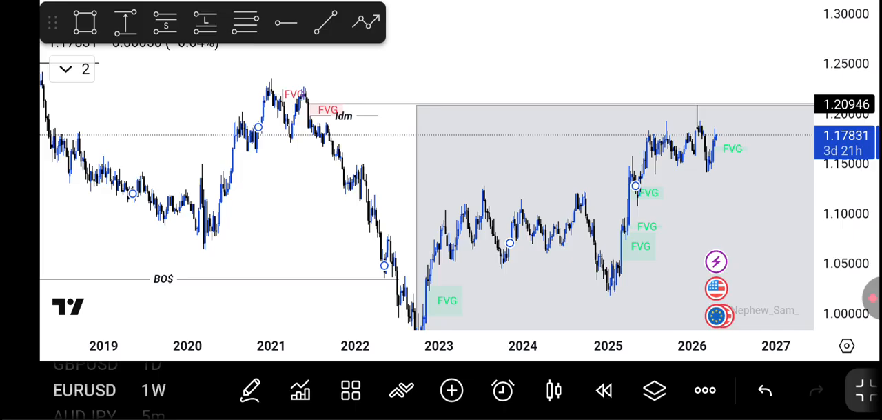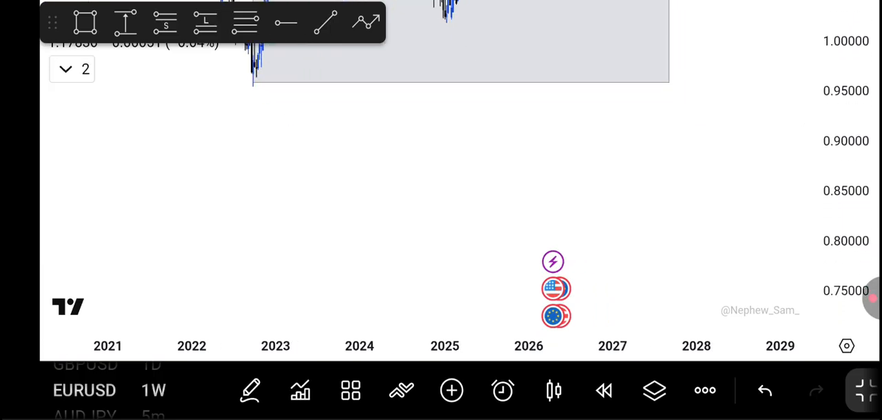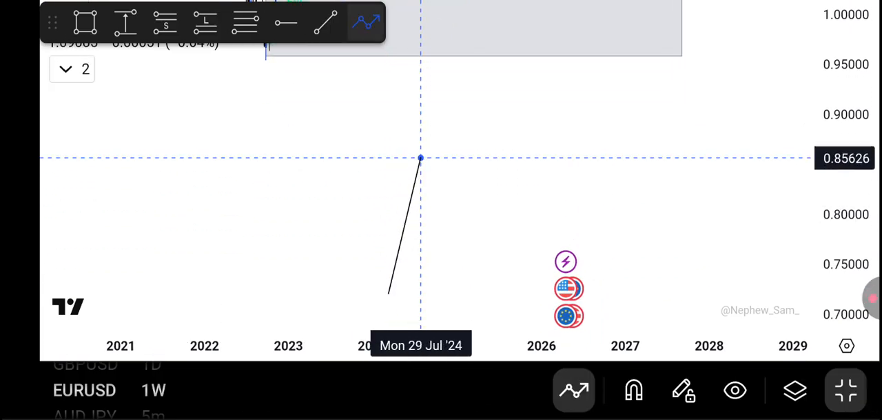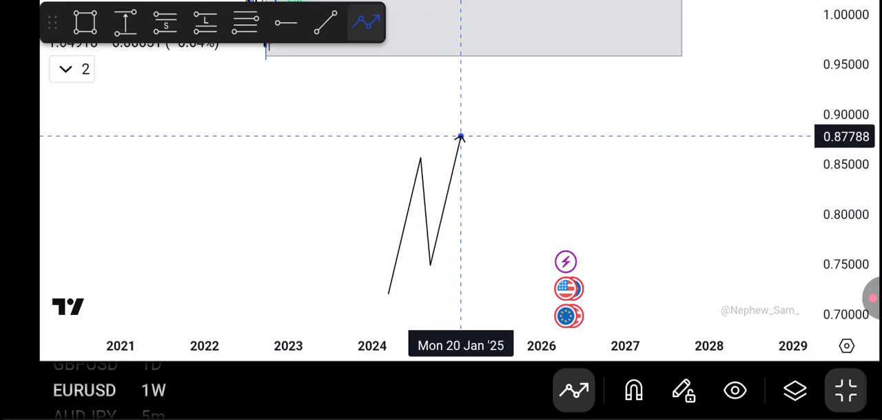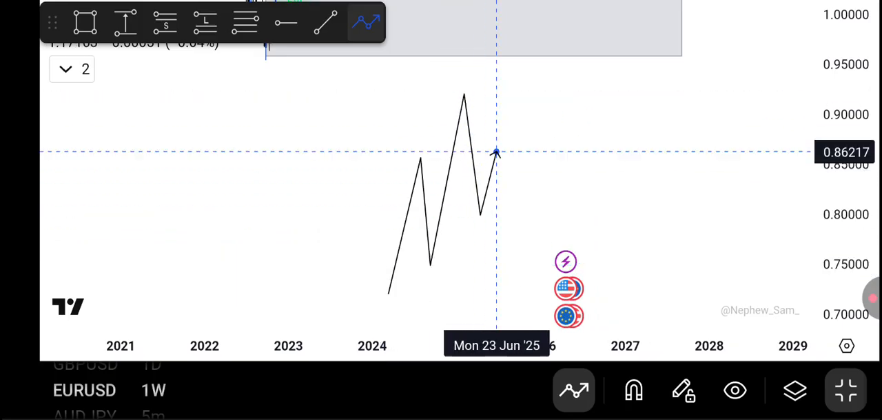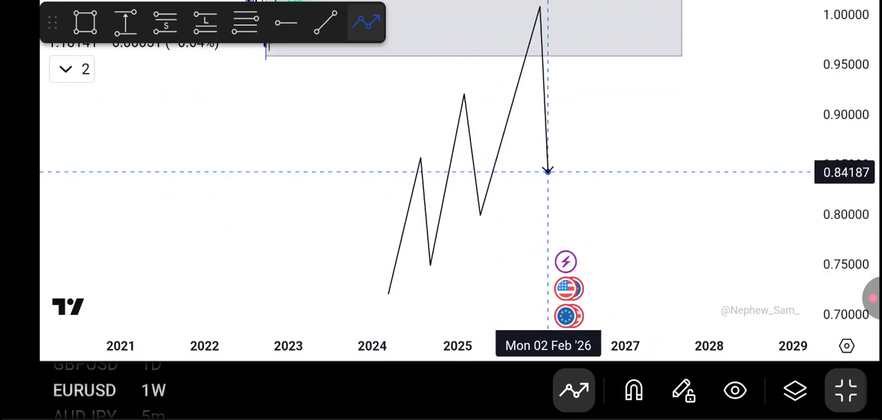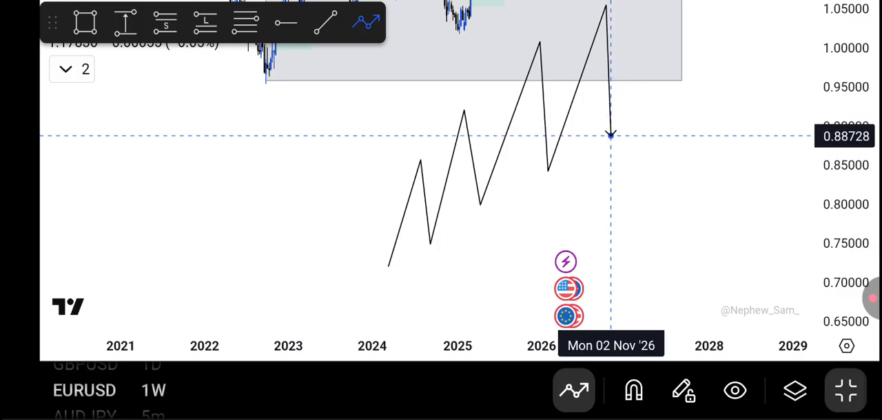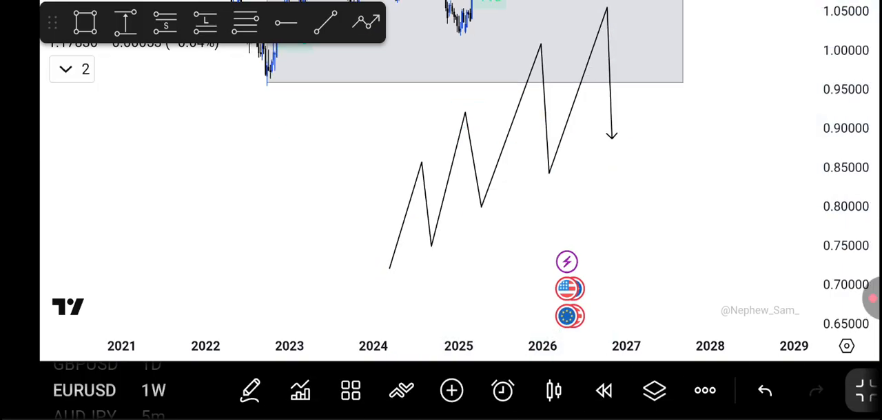Now we want to analyze the internal structure, because once we have an expansion, there must be a retracement. What I mean by expansion is something like this: higher high, higher low, higher high, higher low. This is expansion and this is retracement. Once you have an expansion, you must have a retracement. There must be a retracement in the markets.